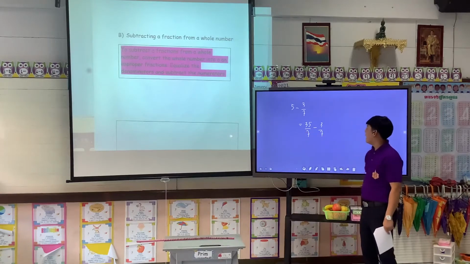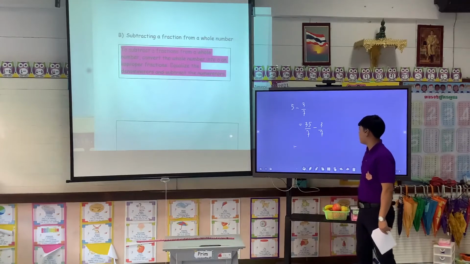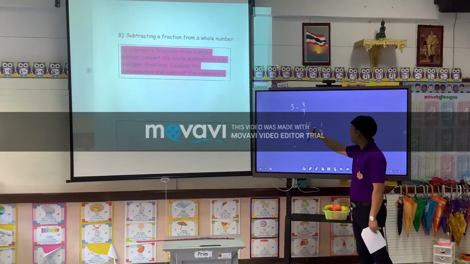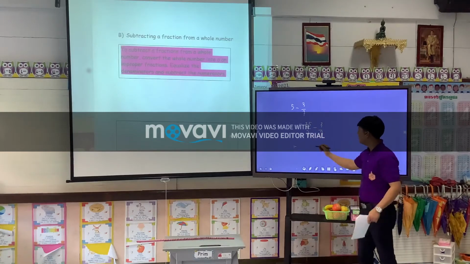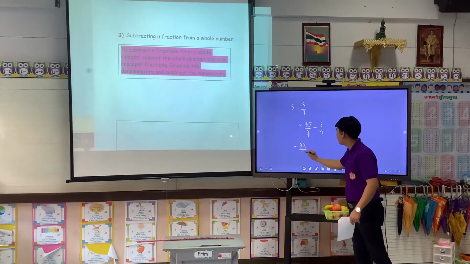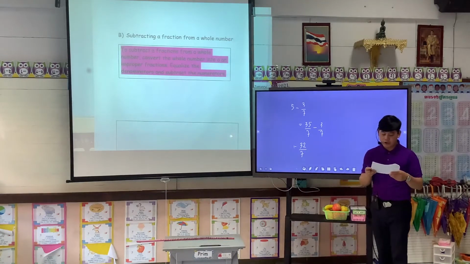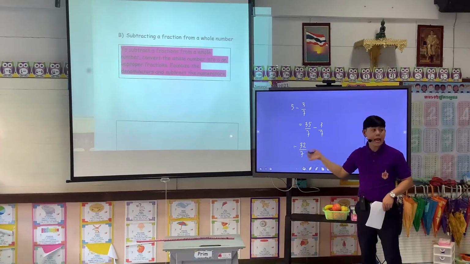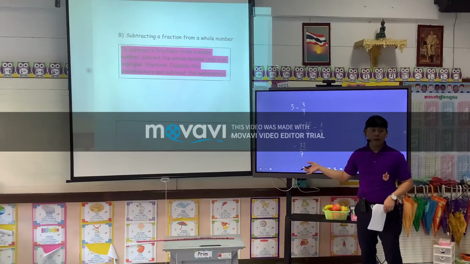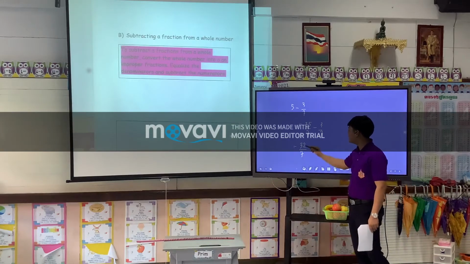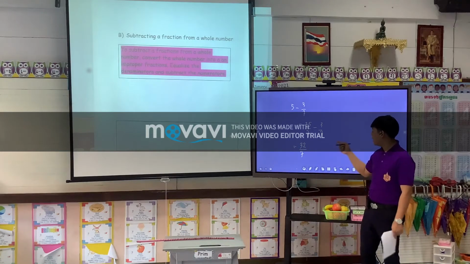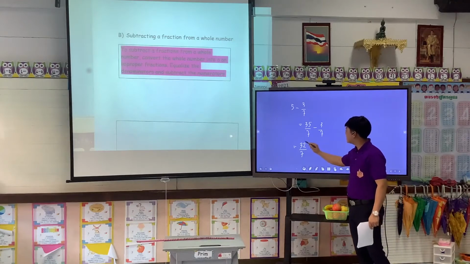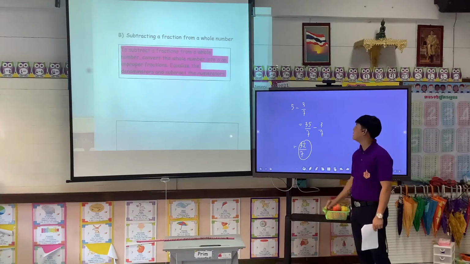Do you understand? Next, what are we going to do next? Subtract the numerators. 35 minus 3 is 32/7. Can we simplify this number? No, we cannot because it is already simplified. So the answer is 32/7.